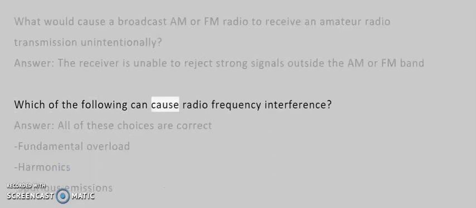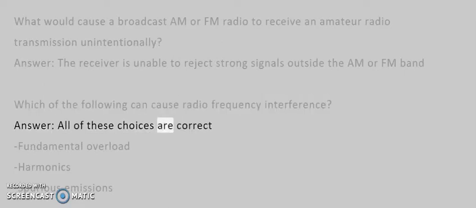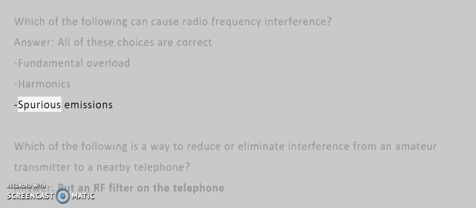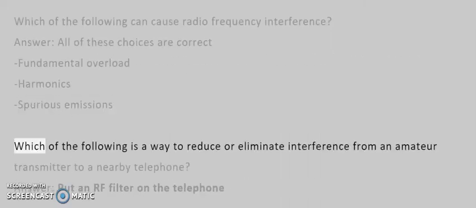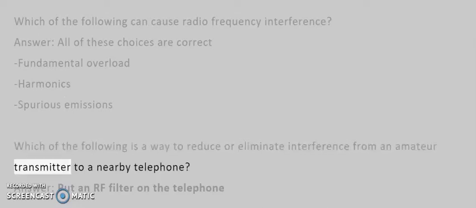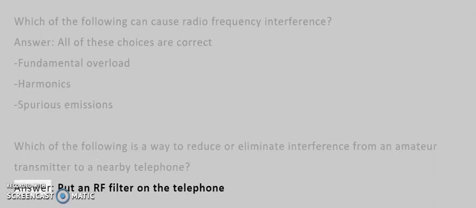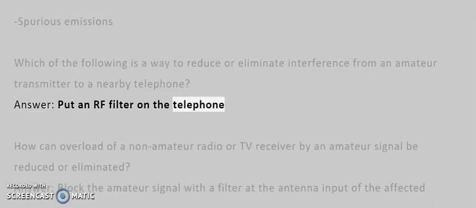Which of the following can cause radio frequency interference? Answer: all of these choices are correct. Fundamental overload. Harmonics. Spurious emissions. Which of the following is a way to reduce or eliminate interference from an amateur transmitter to a nearby telephone? Answer: put an RF filter on the telephone.